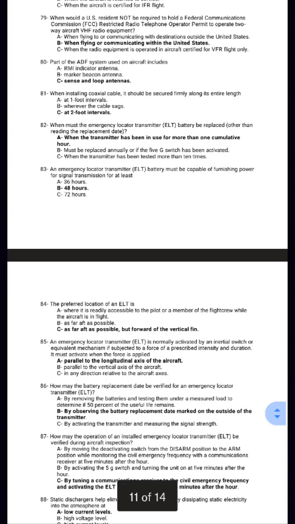So let's keep it moving here. The preferred location of an ELT is as far aft as possible but forward of the vertical fin.